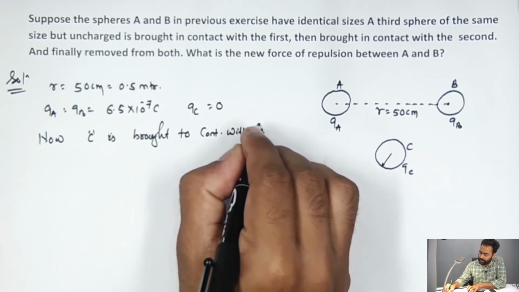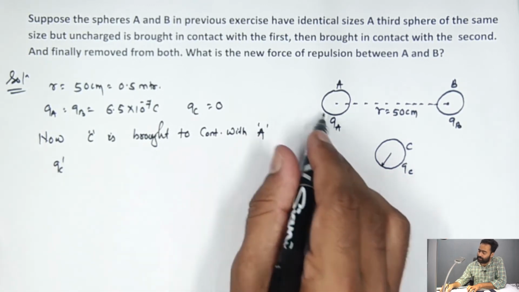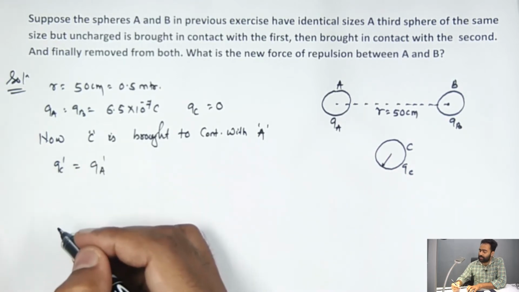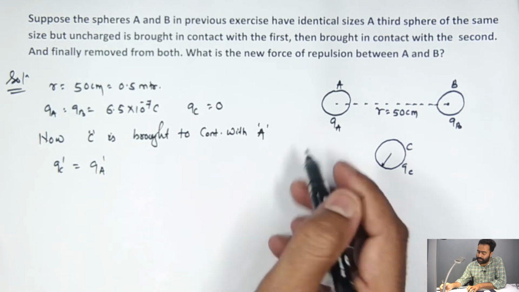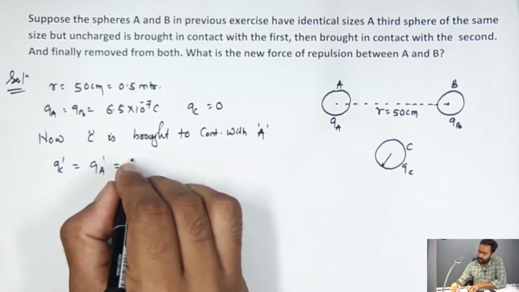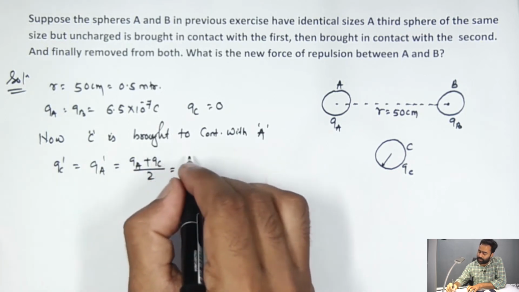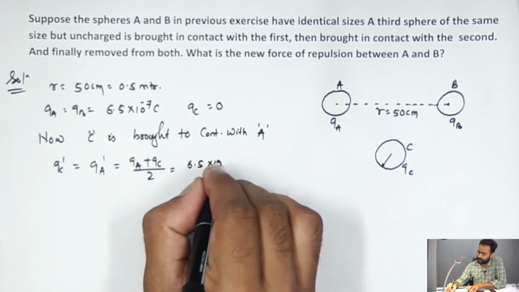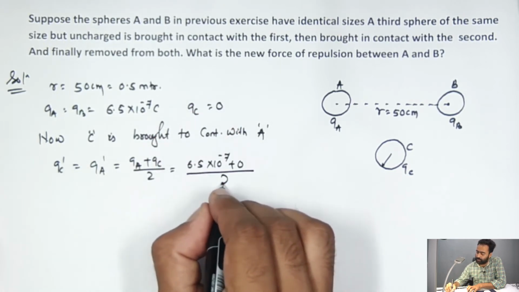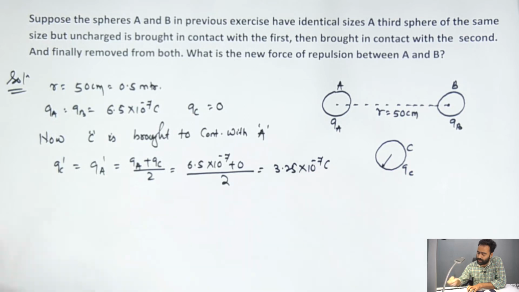with A. We will consider QC dash is the final charge on C after making contact with A, and that is equal to QA dash, the final charge on A after making contact with C, and they will be equal because they have identical sizes. So that will be equal to the average of their initial charges, that is QA plus QC by 2. So QA is here 6.5 into 10 to the power minus 7 plus 0, as you can see the initial charge on C is 0, divided by 2. So this will be 3.25 into 10 to the power minus 7 coulomb.